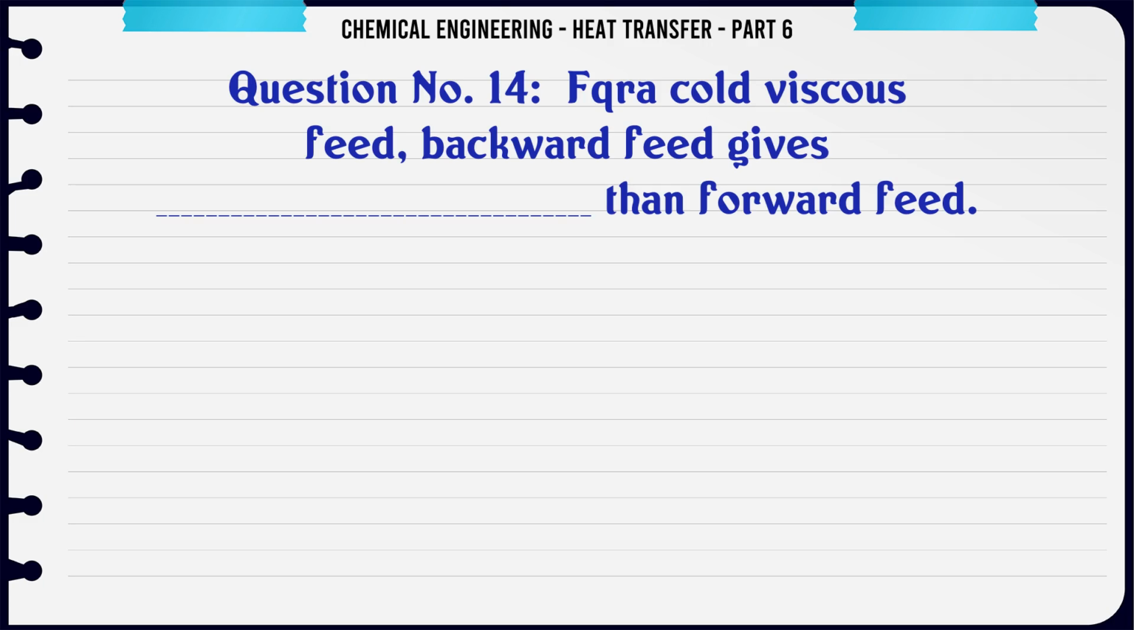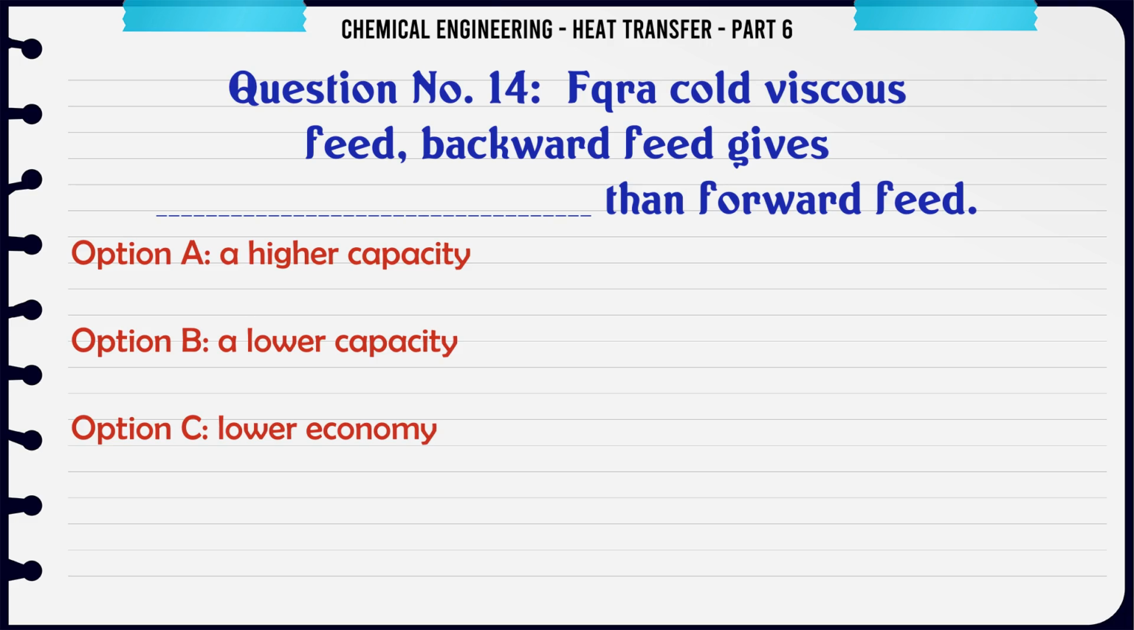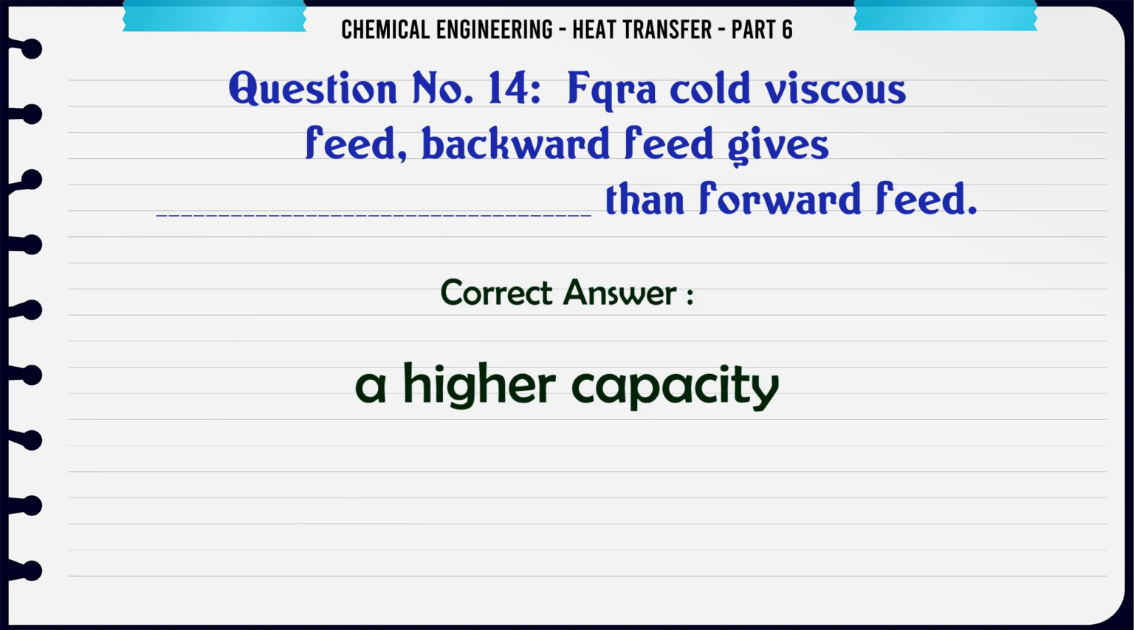Cold viscous feed backward feed gives, than forward feed, A. A higher capacity. B. A lower capacity. C. Lower economy. D. None of these. The correct answer is a higher capacity.